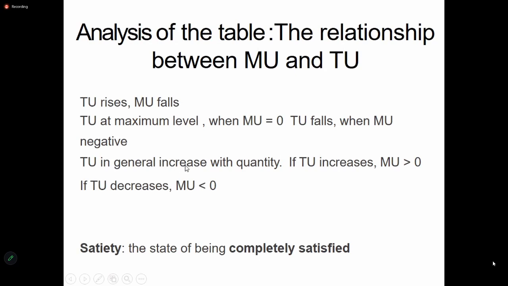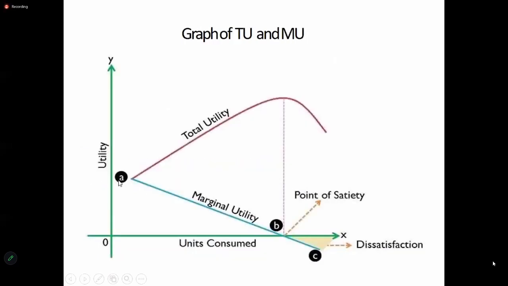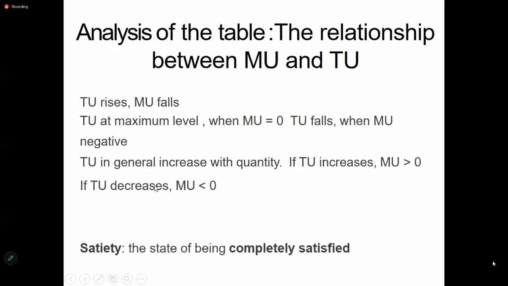The next point: total utility in general increases with quantity. If total utility increases, marginal utility is greater than zero. See, when total utility is increasing, marginal utility is greater than zero, because afterwards it becomes negative values. So here is the zero. So marginal utility is more than zero, any number, maybe 1, 2, 3, 4 utils. Okay, so that point is also clear.